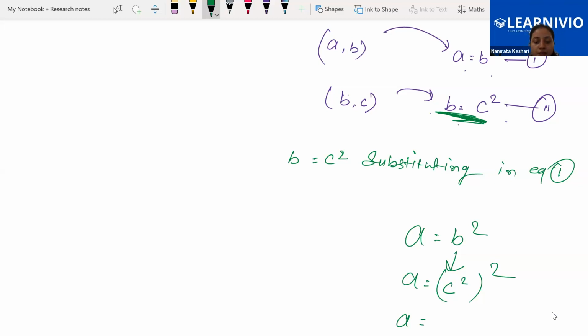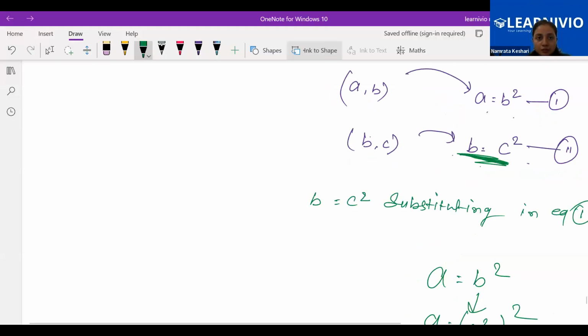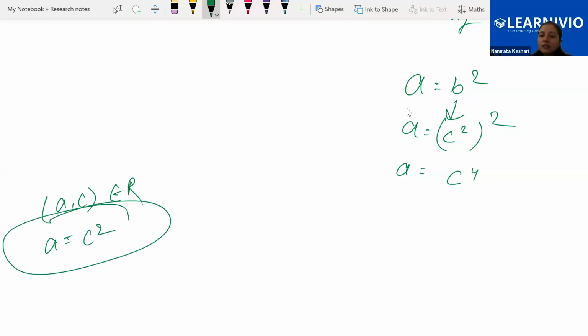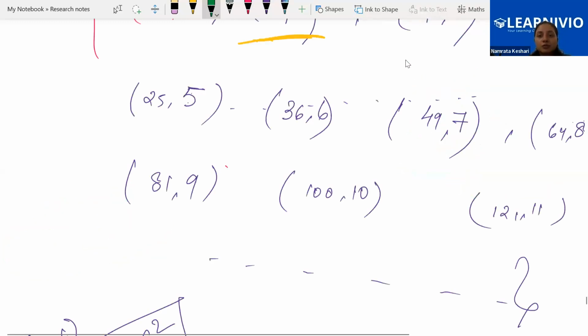Yes. A is equal to C to the power 4 we are going to get. Yes or no? Yeah, exactly. We are going to get A is equal to C to the power 4. But we are expecting for AC belongs to R that A has to be equal to C square. We are not getting this. We are getting something else. So we can say the last statement is also not true.